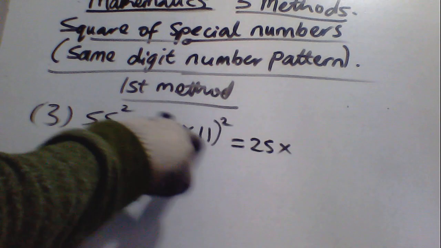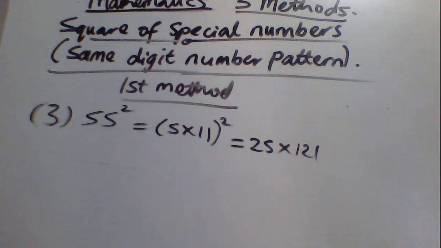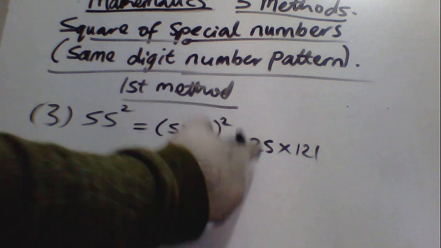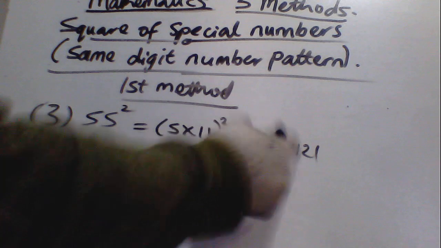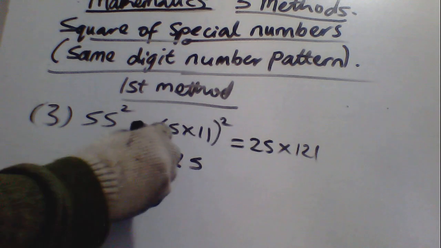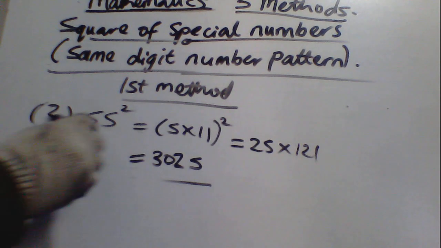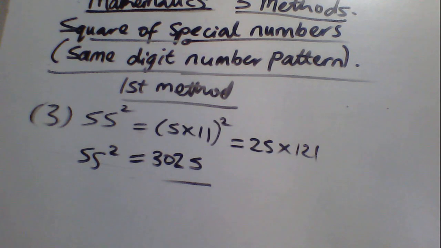The square of 11 is 1 2 1. So performing horizontal multiplication, 25 times 1 is 25. I write 5 carry 2. 25 times 2 is 50 plus 2, 52. I write 2 carry 5. 25 times 1 is 25 plus 5, 30. See how easy it is. So 55 squared is the same as 3025. Have any question? So this is how you can use this method to find the square of a 2-digit number.